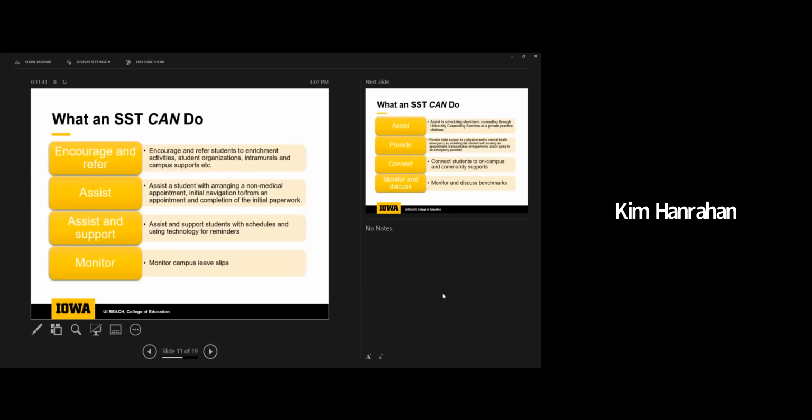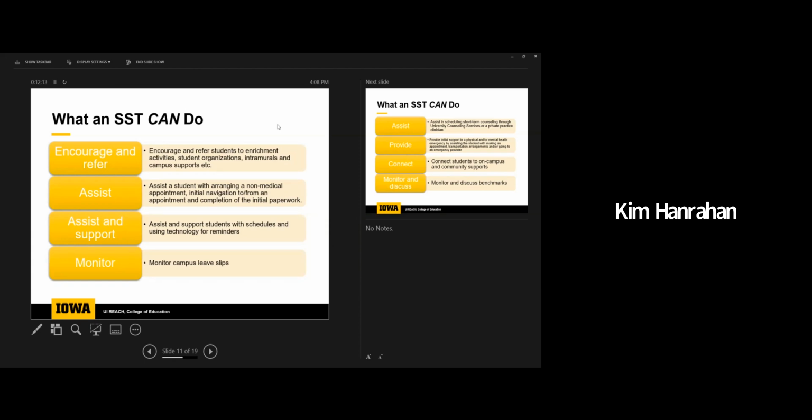The next slides will be a list of what student support teams can do and what we absolutely can't do here at REACH. So we can encourage students to explore all of campus. We want them to have the richest, fullest experience that they possibly can. We don't want them sitting in their room constantly or just not being brave and exploring. And so we'll support them, encourage them, and refer them to those activities or events that are of interest to them.